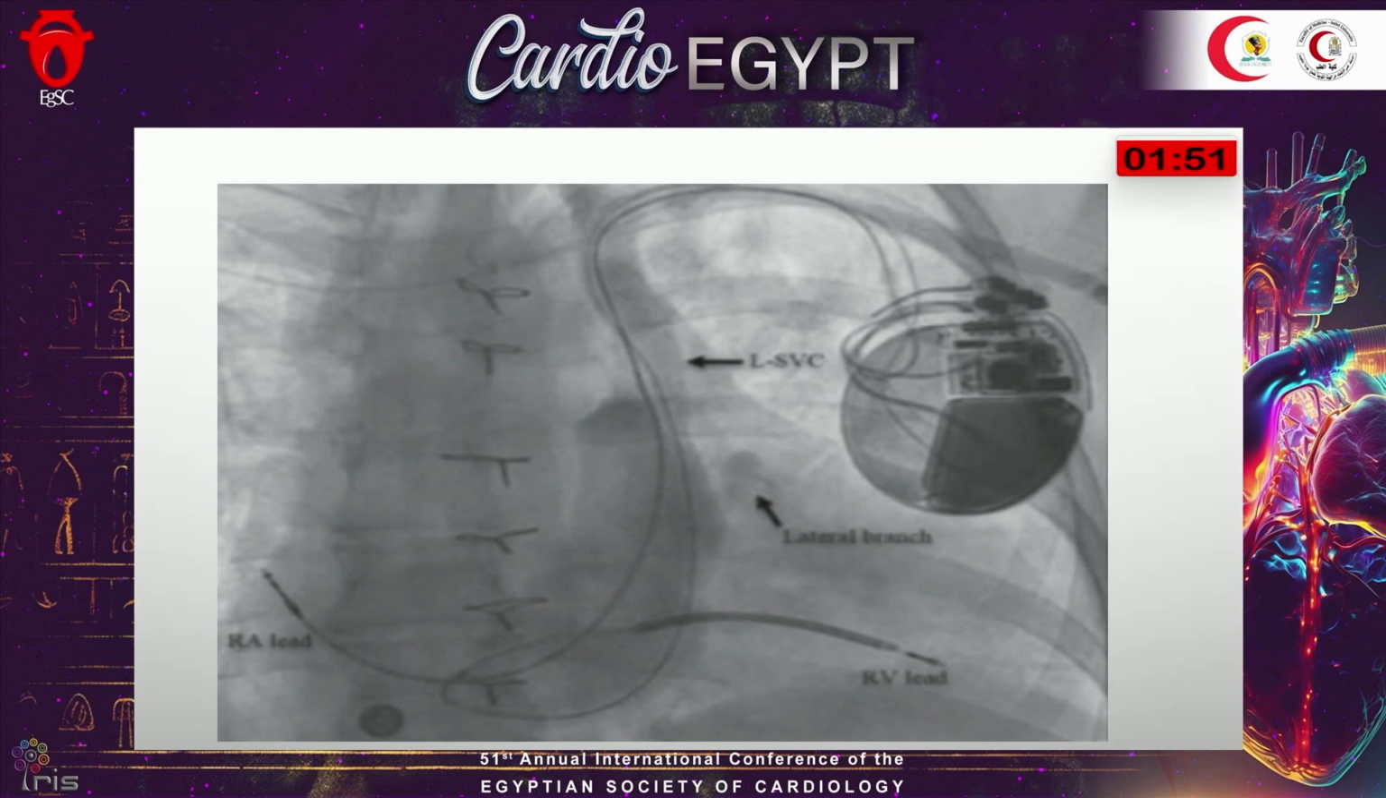But the right side is not preferred for many causes. Sometimes I cannot find the right superior vena cava at all. Sometimes I need a CRTD or ICD, and the left side is preferred for the shock vein. Sometimes the ostium of the CS is very distorted, elongated, slit shaped.